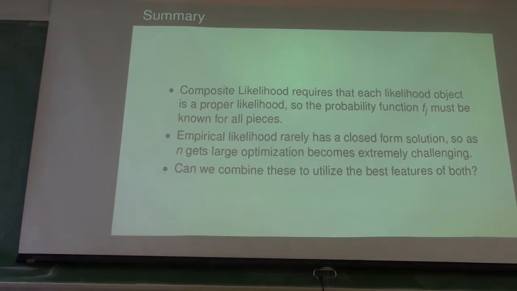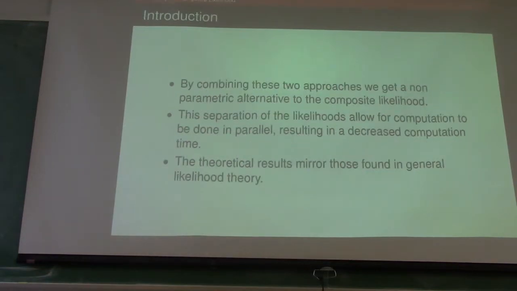So my question was, what if we take both these features and try and extract the best elements of both? That leads us into this idea of composite empirical likelihood. What we have here is a non-parametric approach using the piecewise construction of a composite, but I'm going to use non-parametric pieces for my likelihood objects. A couple of interesting things come up.